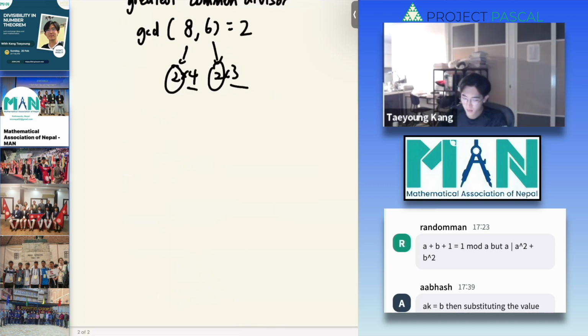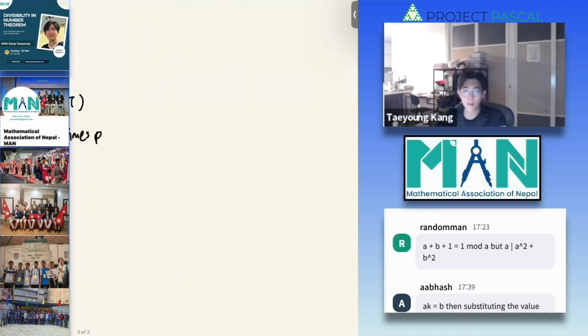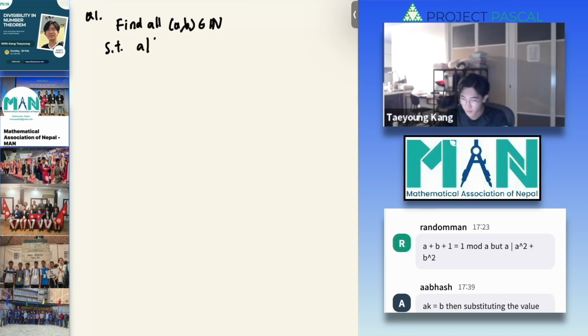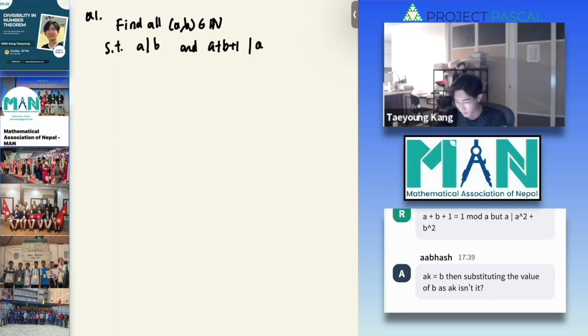I think I saw a lot of people trying problem number 1 in the general chat. Okay, so question 1. We have: find all a, b such that a divides b and a plus b plus 1 divides a squared plus b squared.